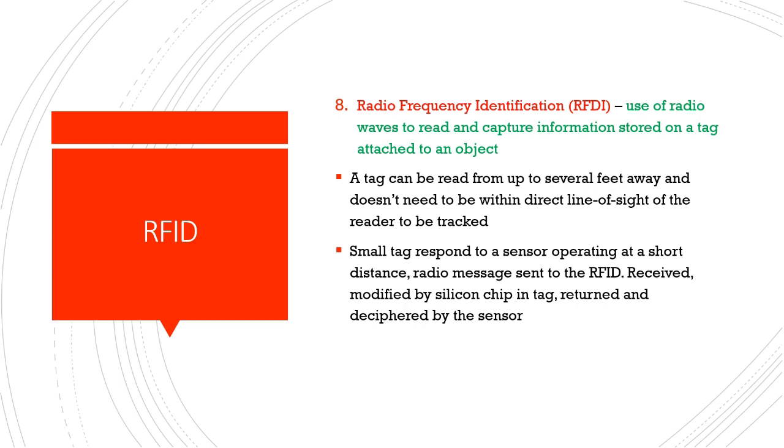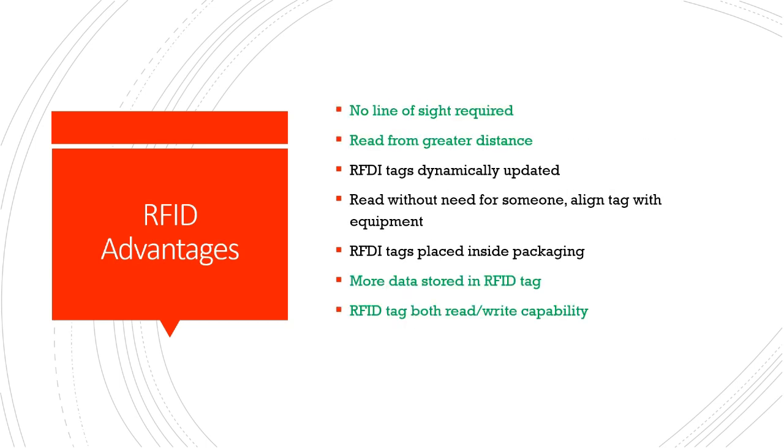This is the use of radio waves to read and capture information stored in a tag attached to an object. A tag can be read from up to several feet away, and it doesn't need to be within the direct line of sight of the reader to be tracked. A small tag will respond to a sensor operating at a short distance, where the radio message is sent to the RFID tag, received and modified by the silicon chip in the tag, then returned and deciphered by the sensor. The advantages of RFID are that there's no line of sight required.